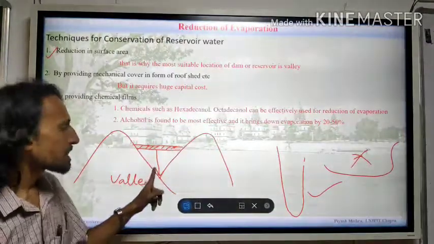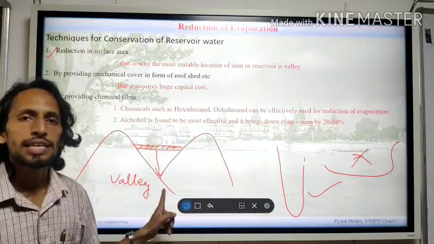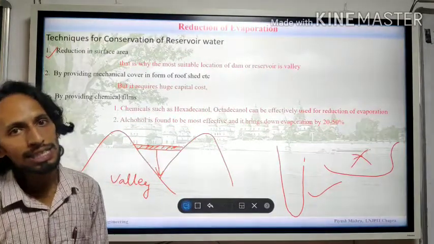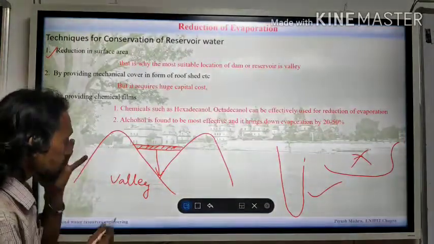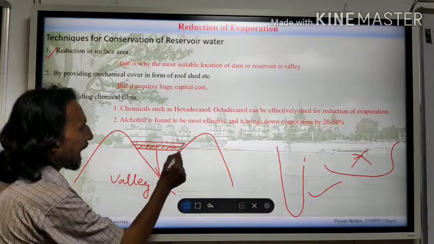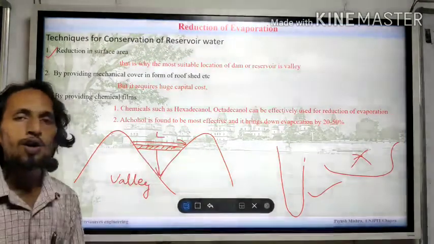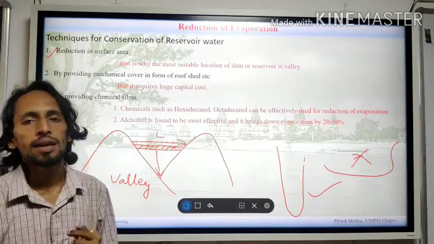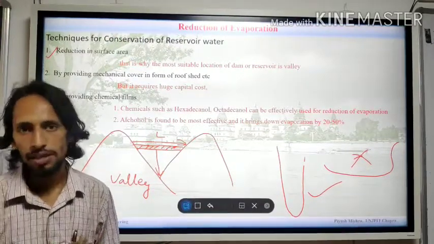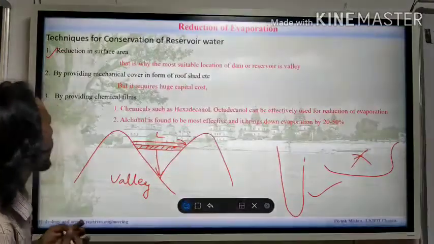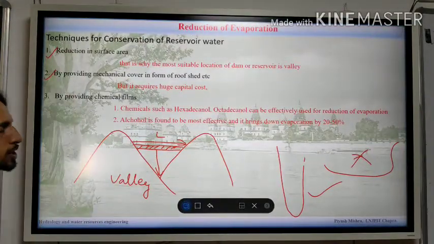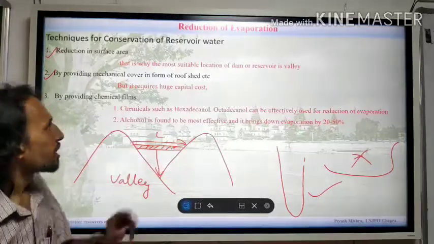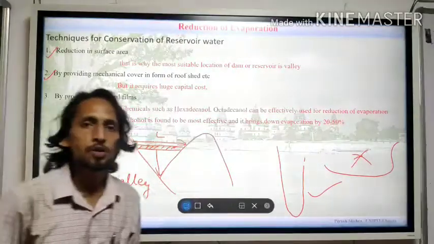Okay, because water here will not be evaporated fastly. Also, this length of dam also becomes less. So the construction of dam will also be more economical. Okay, then what is the second point to reduce evaporation? Just cover by mechanical roof.